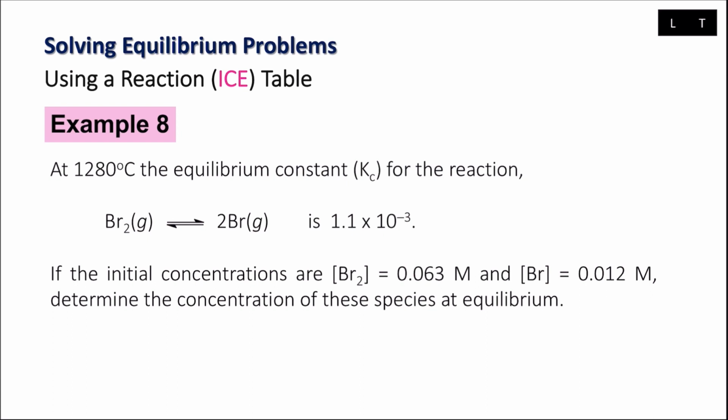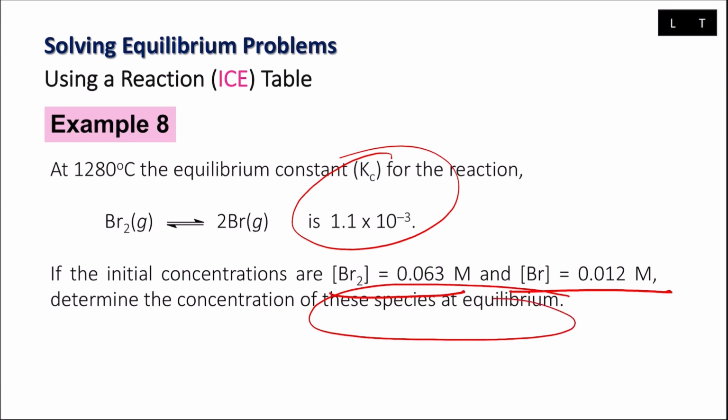Saya ada question 8 di mana when I want to write down the ice table, soalan sudah bagi Kc. This is the value for Kc dan dia beri juga initial concentration for both species. Dia minta awak calculate species at equilibrium untuk concentration mereka. So macam mana kita nak determine? Kita akan gunakan ice table dan jangan lupa this is the temperature.